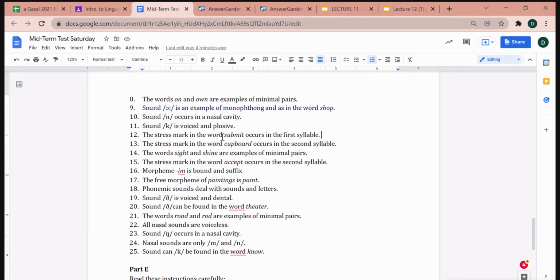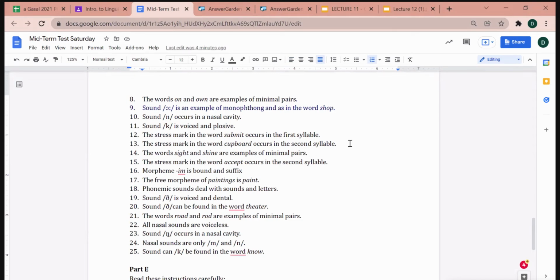Number 13. The stress mark in the word occurs in the second syllable. Incorrect. It should be the first one, since it is a noun. So how do you pronounce it? Cupboard. Yeah, cupboard.